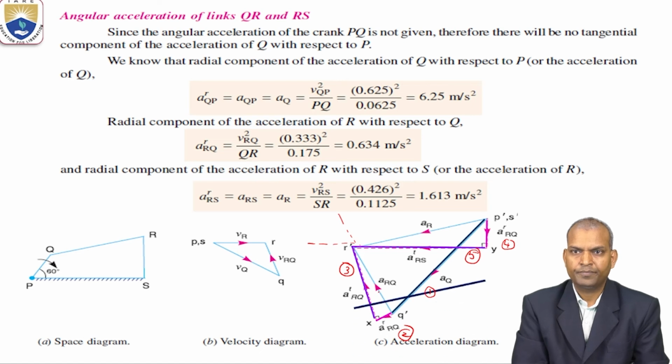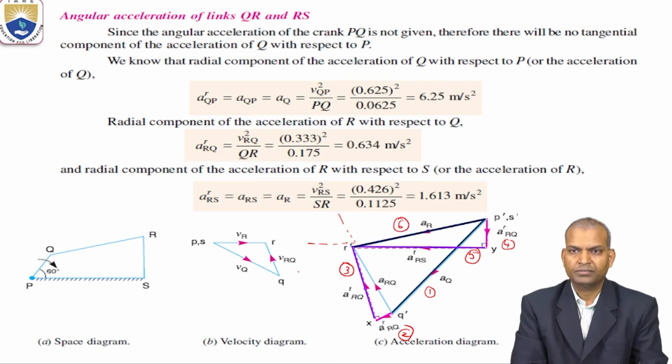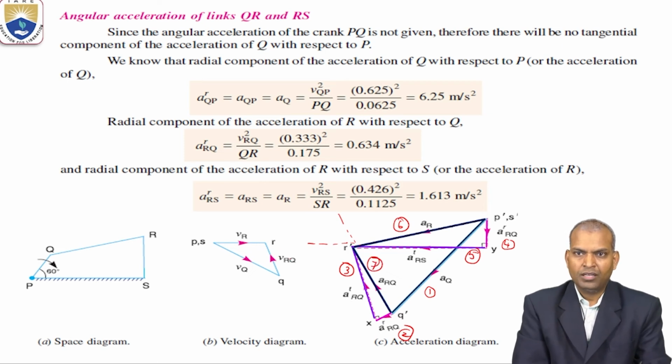Sixth step, this is the sixth step, marking R dash. We considered it before, that sixth step. Then join. It is the seventh step, ARRQ. Thus we can find it out completely. So it is very simple in the acceleration diagram.